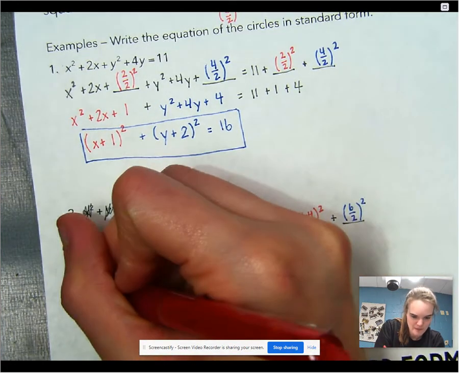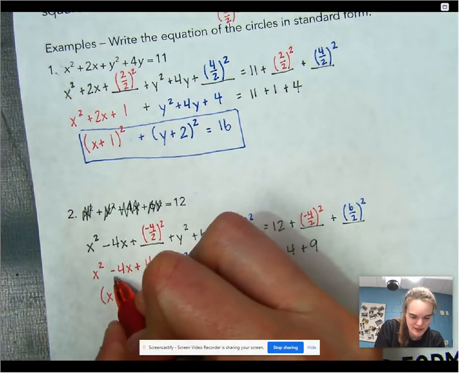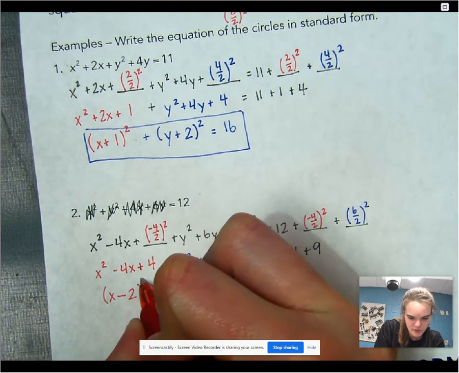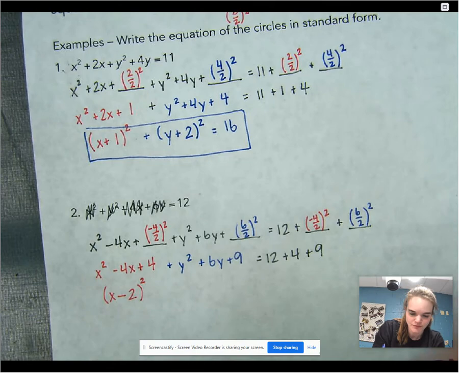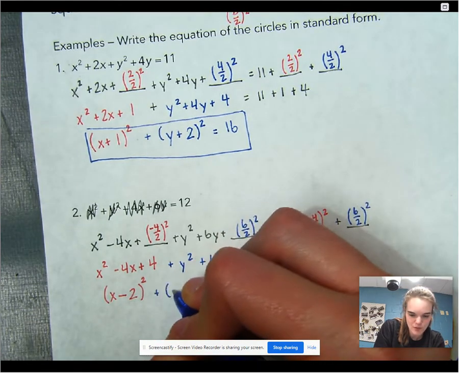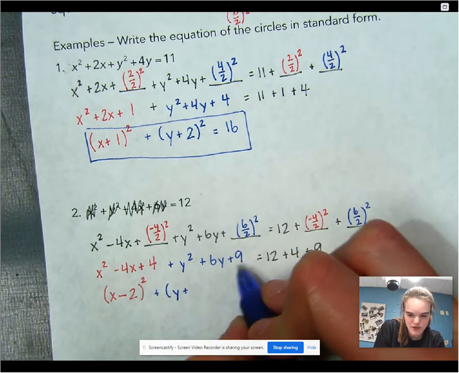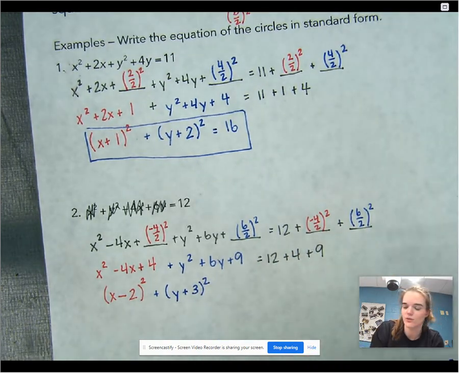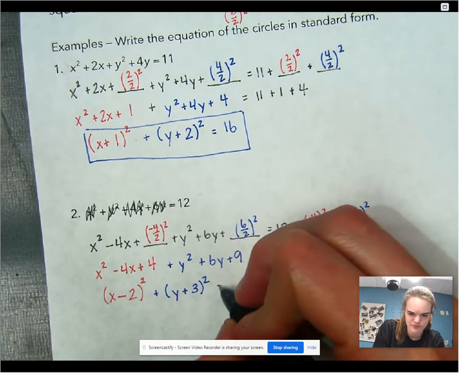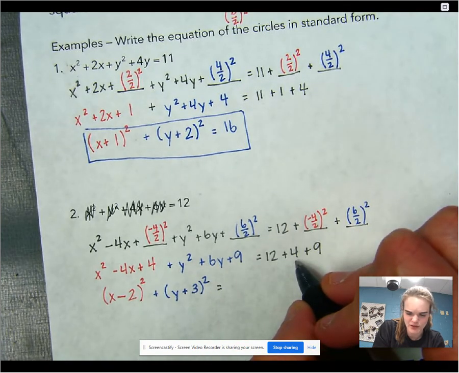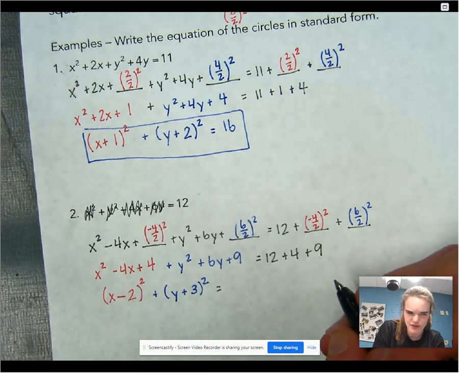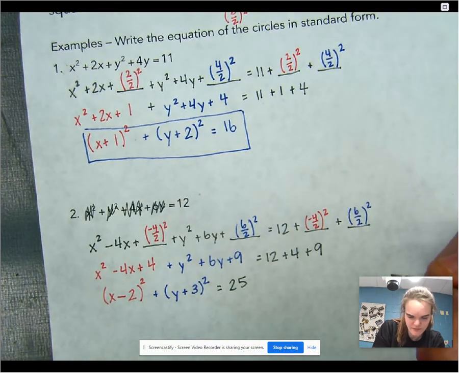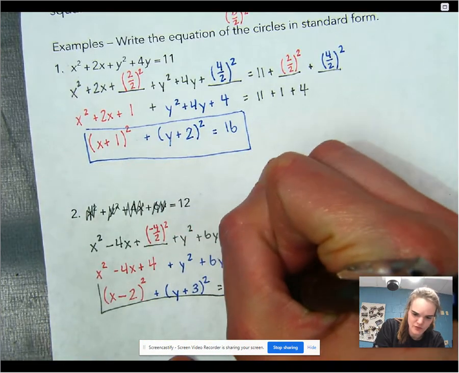Okay, now it's an x. This is minus here, so we put minus. The square root of 4 is 2. Squared. Plus y. This is plus. The square root of 9 is 3. Squared. Equals 12 plus 4 is 16. Plus 9 is 25. There's my answer.